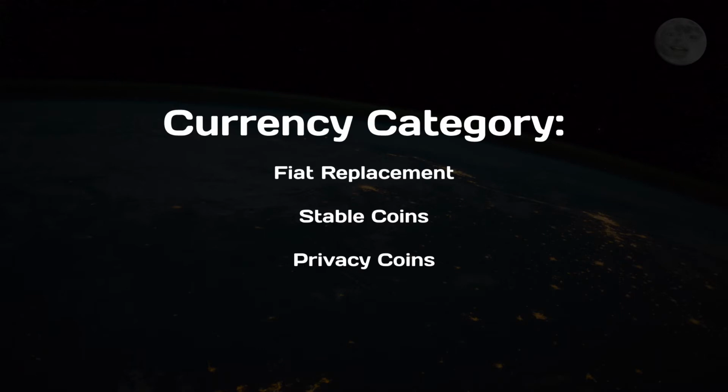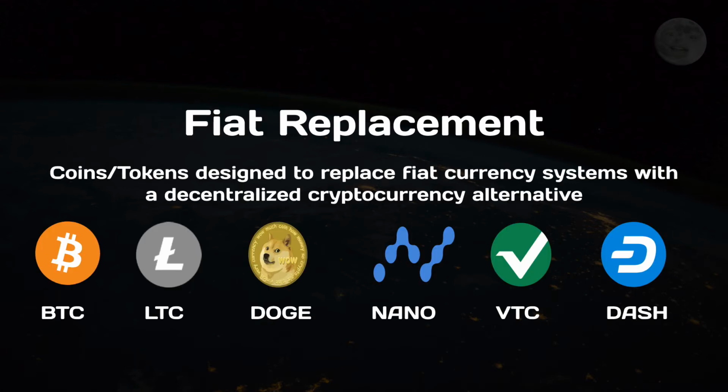So the first category is the currency category. And within this category, I have 3 subcategories. So the first subcategory is fiat replacement. By fiat replacement, what I mean is a currency system that's decentralized that would be in place of current fiat systems that we have today. Some examples of coins like that would be Bitcoin, Litecoin, Nano, and Dogecoin, and these other coins you see here on the screen. Their entire purpose is to be used for daily exchange of goods and services. So basically, it's a fiat replacement or a fiat currency alternative.